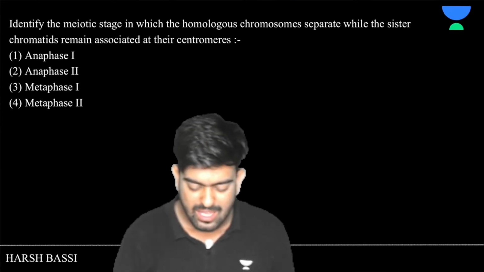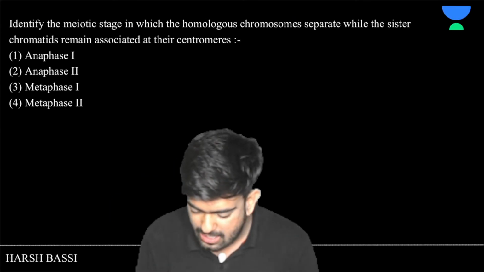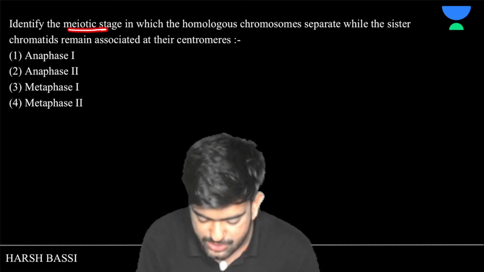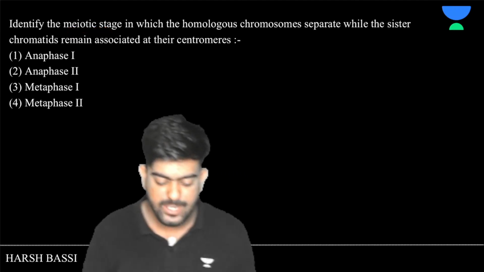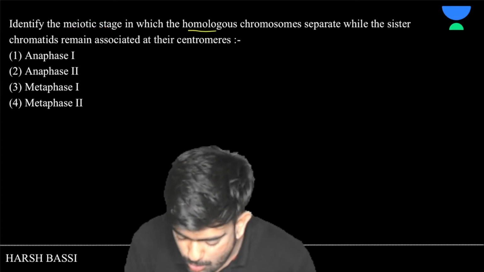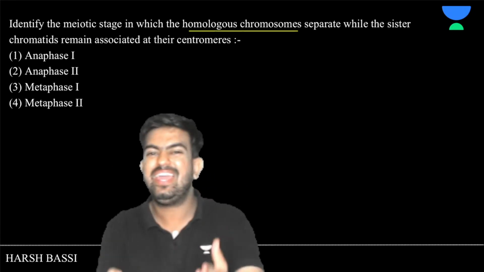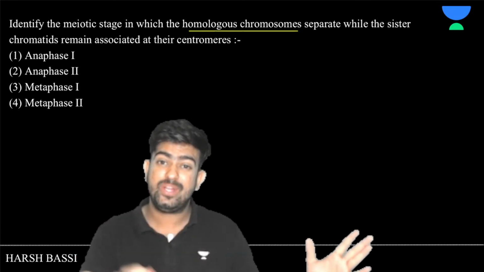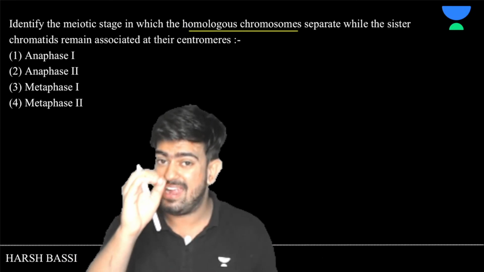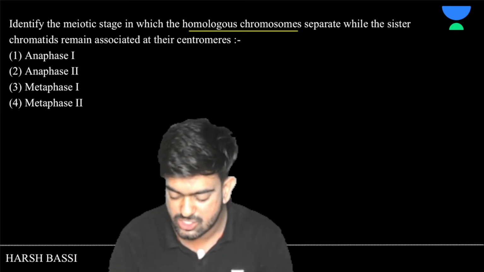Now, let's identify the meiotic stage. Identify the meiotic stage in which the homologous chromosomes separate. See, again the same question is repeating. That means we have identified some hot topics in this chapter.